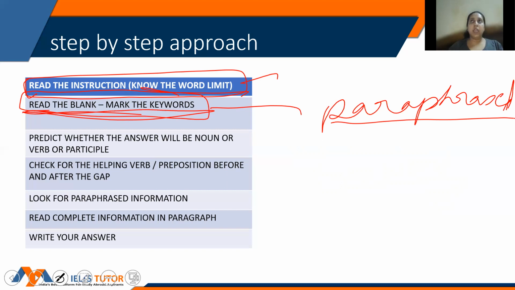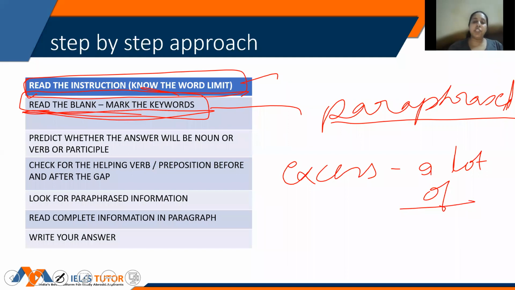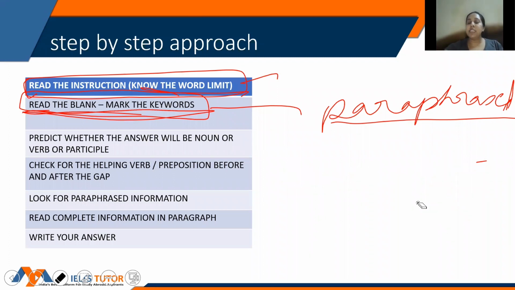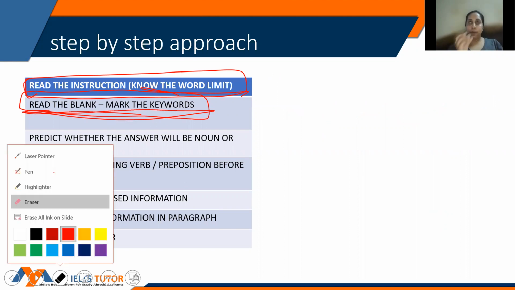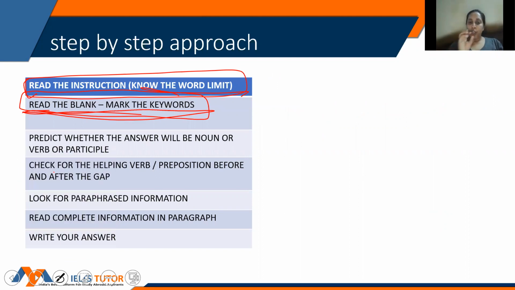It could be paraphrased like, whatever. For example, they are using word excess a lot of, right? This is how the information is paraphrased in the form of synonyms or in the form of phrases. You have to recognize, you have to understand the paraphrasing, and then you need to answer the question. One good thing about blank is the answers are easy to catch. You need to pick the words from the passage. So you can predict by reading the statement whether the answer will be noun, verb, or participle. Participle will be with ing.